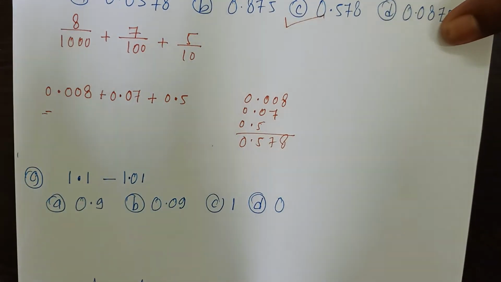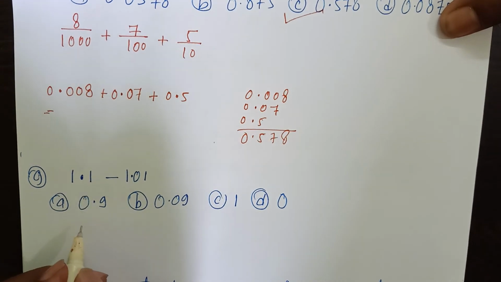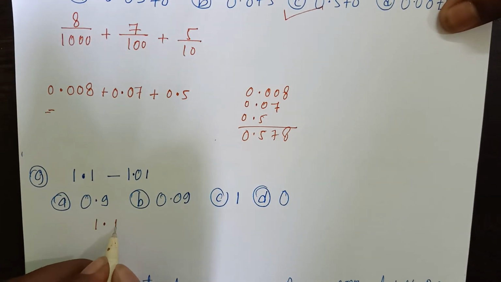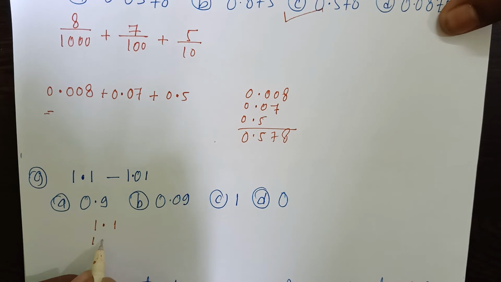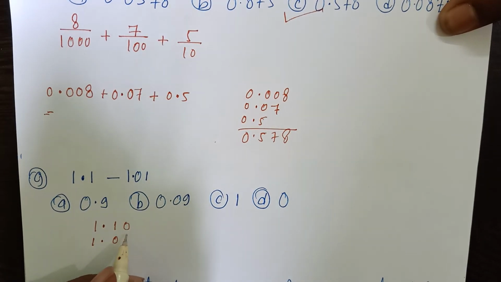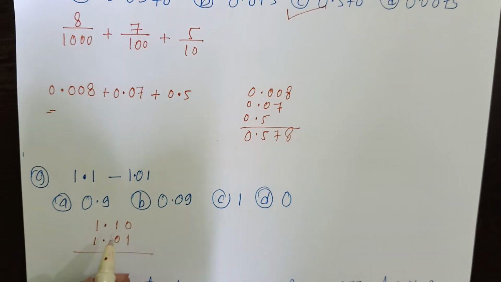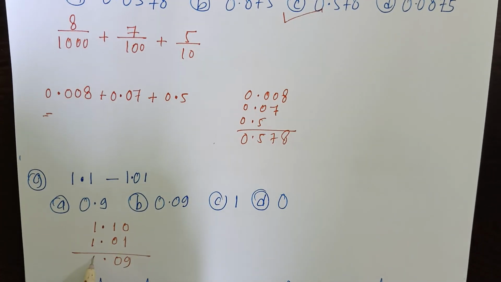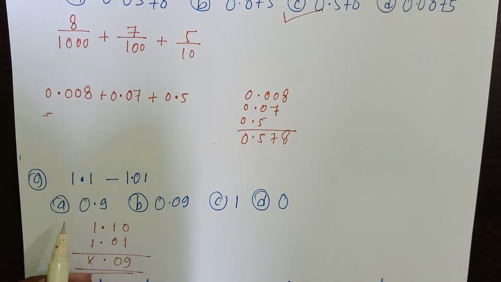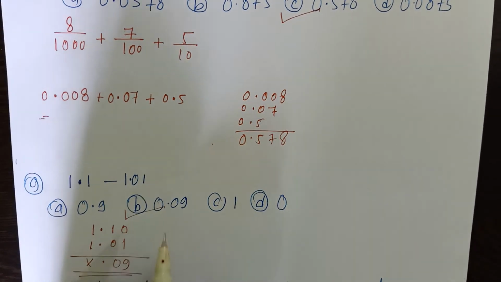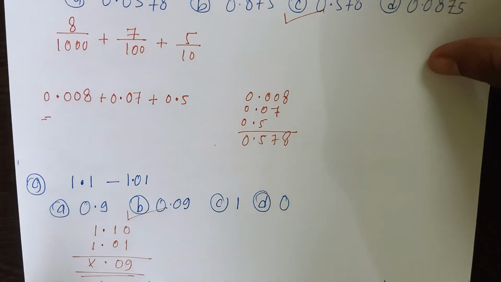Now question number 9, we have to subtract 1.1 and 0.01. Here 1 means 10, I can put a 0, I can put it here also. Now it's 9 0, it cancels. So option number B is correct.